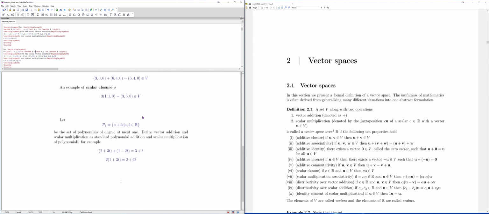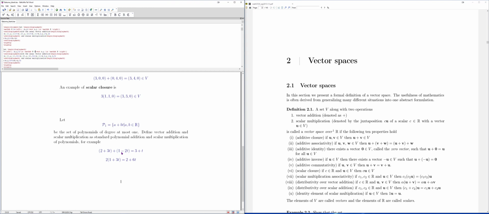On the other hand, consider this set over here, polynomials of degree at most 1. An example of a polynomial of degree at most 1 is 3 plus t. You have no t squared or anything like that because the degree is at most 1. So the set would look like 3 plus t, 2 plus 6t, and so on. Given this set, you can define something that works as a vector addition, and in this case, for this set of polynomials, we use standard polynomial addition.